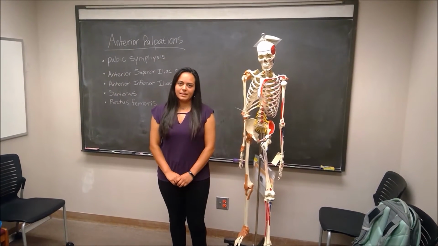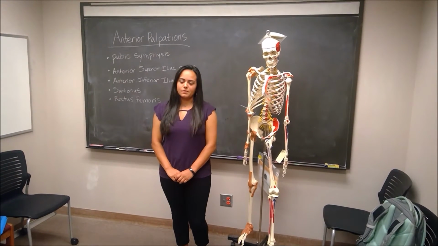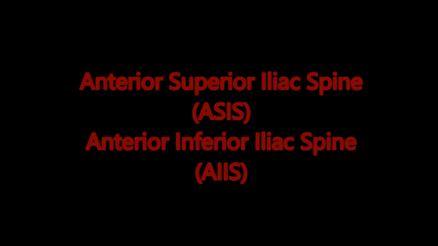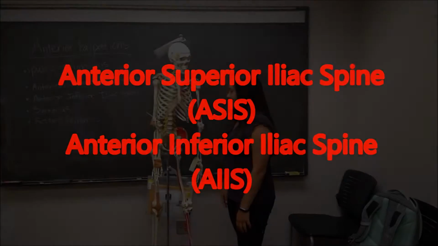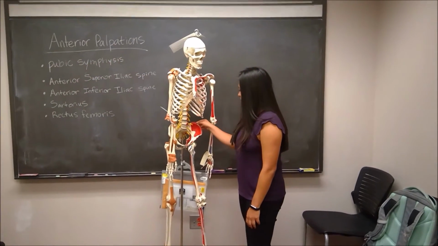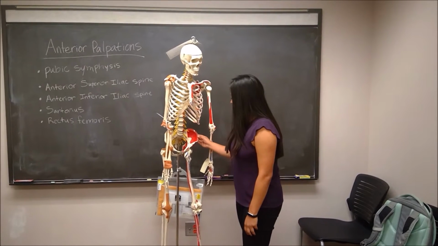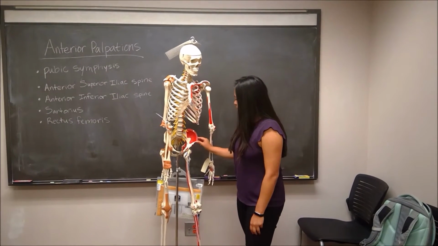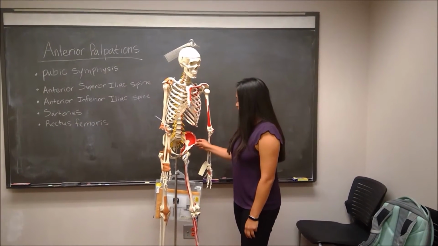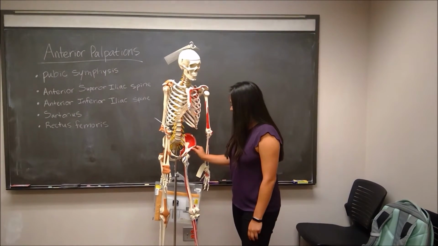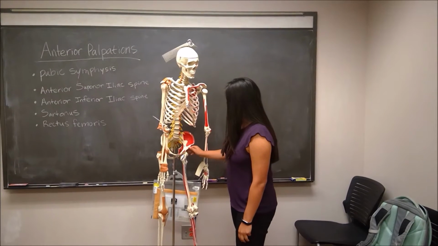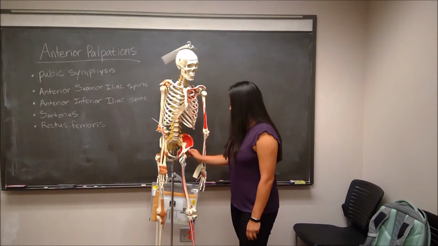And I will be demonstrating the anterior palpations of the hip and pelvis. The anterior superior iliac spine can be felt by palpating along the crest, and you'll feel a bony prominence here. This is also known as the ASIS. If you keep going down, you'll feel a divot, and you'll get to the anterior inferior iliac spine, also known as the AIIS.